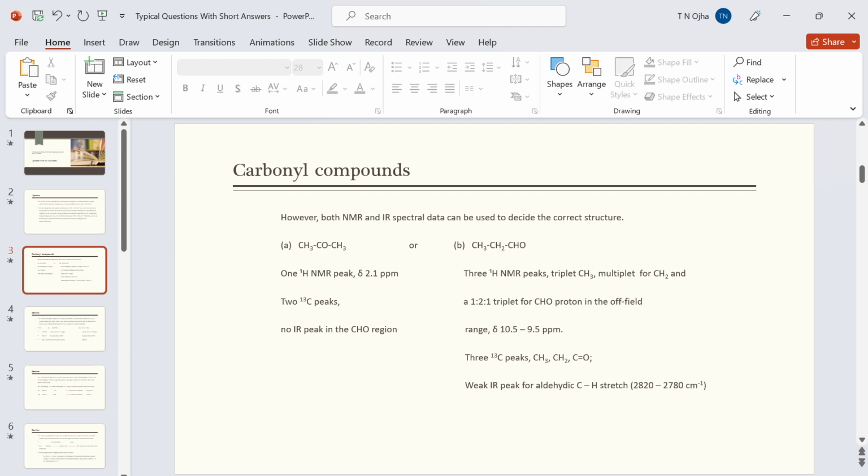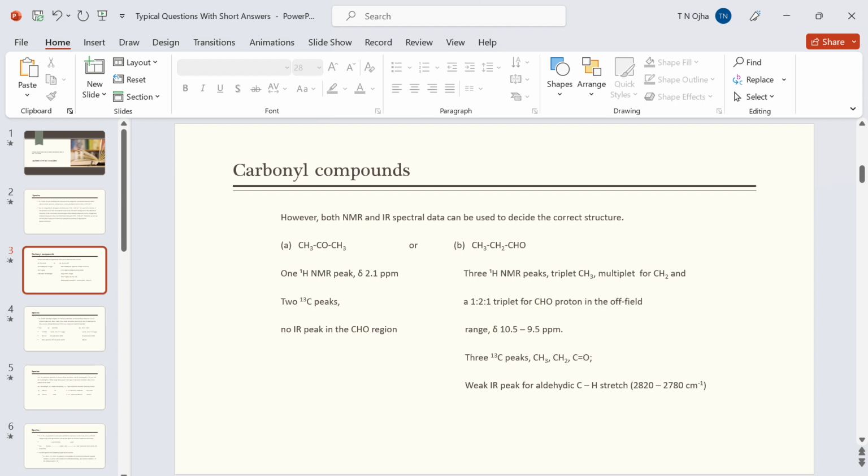In the carbon-13 spectrum, acetone will show 2 peaks. Propionaldehyde will exhibit 3 peaks, one for CH3, one for CH2, and one for the CHO carbon. So on the basis of NMR, we can distinguish between these two.